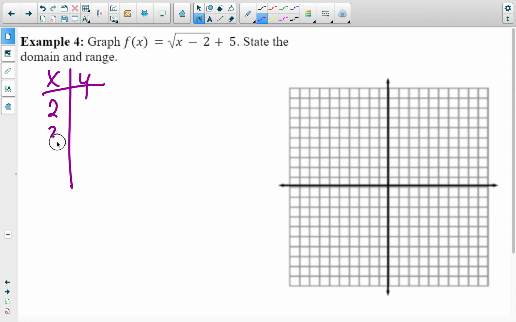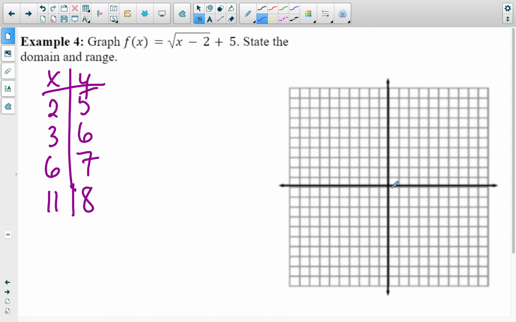So to get those perfect squares underneath the radical, we're going to want to choose these values because 2 minus 2 is 0, 0 plus 5 is 5, 3 minus 2 is 1, 1 plus 5 is 6, 6 minus 2 is 4, square root of 4 is 2, 2 plus 5 is 7, 11 minus 2 is 9, square root of 9 is 3, 3 plus 5 is 8.